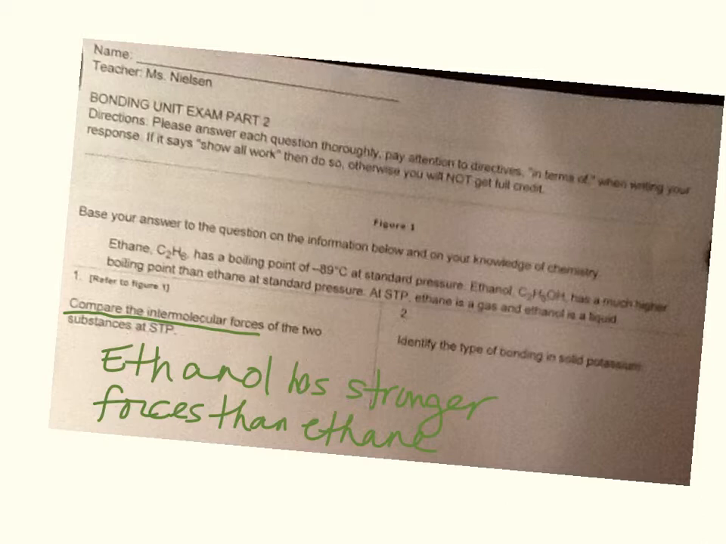Identify the type of bonding in solid potassium. I told you to either put metallic, ionic, or covalent. Solid potassium. Potassium is a metal. Just like gold. Gold atoms. Mobile electrons. So this was metallic. In order to be ionic, you need a metal and a nonmetal. When I just say potassium, you don't have two things present. You only have one.